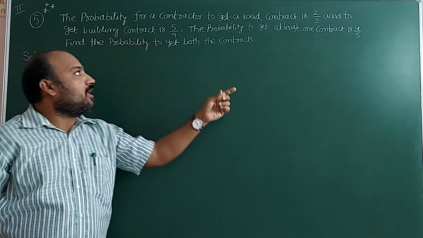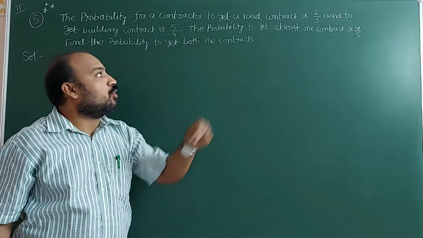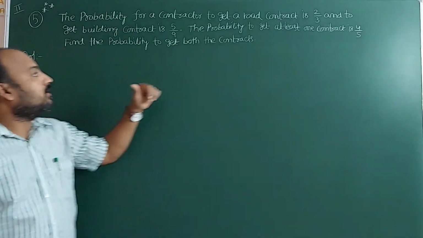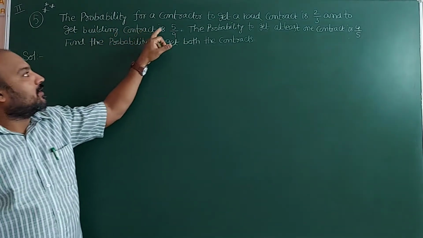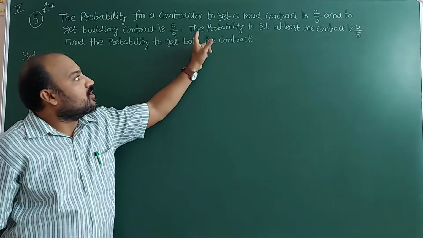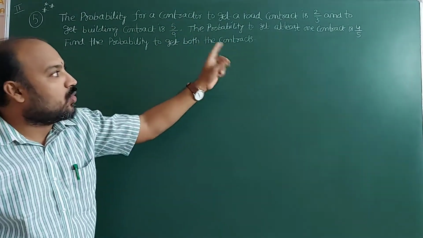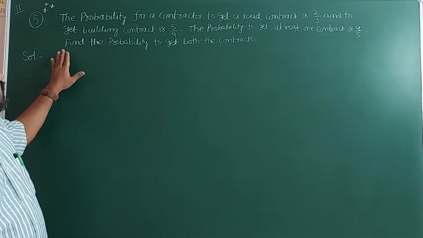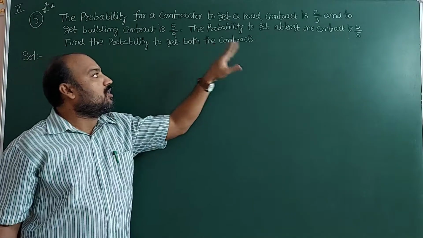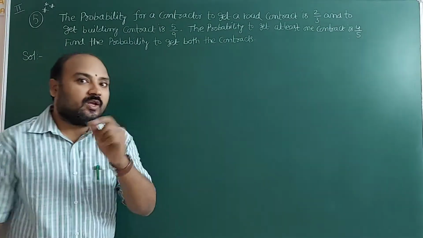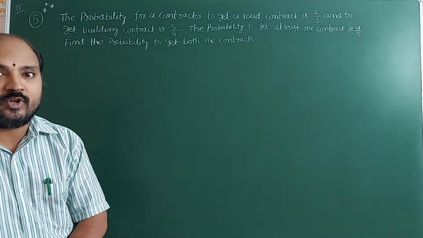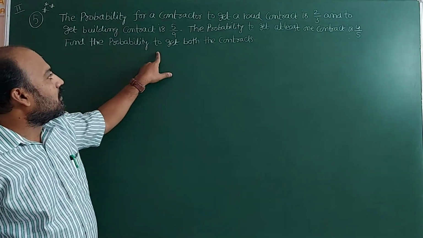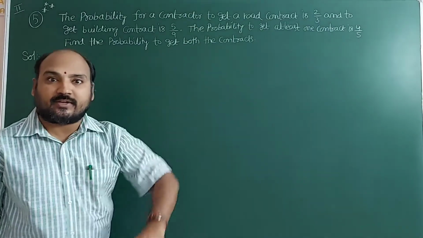The probability for a contractor to get a road contract is 2 by 3 and to get a building contract is 5 by 9. The probability to get at least one of the contracts, that means one contract, is 4 by 5. Find the probability to get both the contracts. Here they are asking to find the probability to get both the contracts.